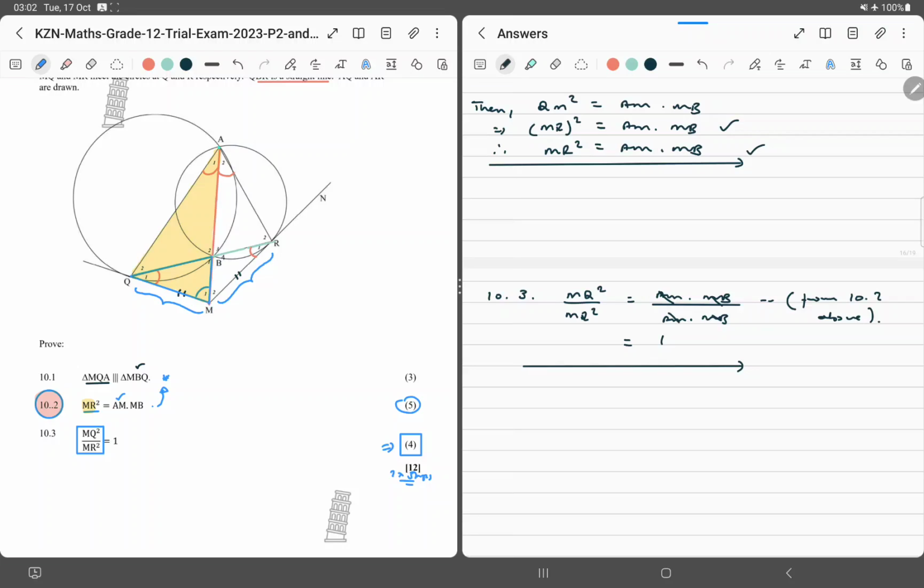Hey, yabona. But certain techniques will always do things to you, and sometimes they simplify your life, sometimes they complicate it. Because I can assure you, these guys, for this statement now, they decided to use triangle AMR. So that means for this 10.2, they used triangle AMR and triangle BMR. That is what they used, because they will obviously be similar. Why? Because M2 is common. This angle is equal to that angle, tan-chord theorem, and the remaining angles are going to be equal.